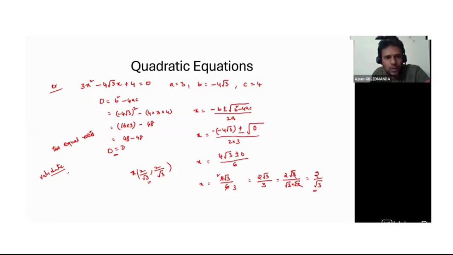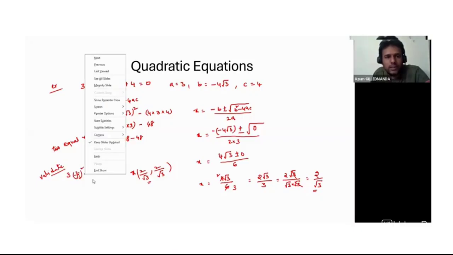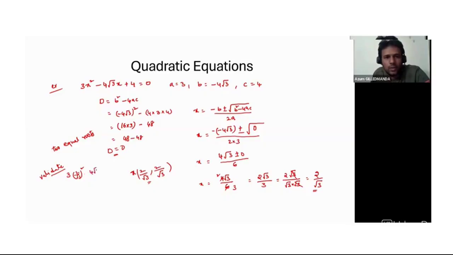Okay, so 3 into x square. X is 2 by root 3 whole square minus 4 root 3 into x. X is what? 2 by root 3 plus 4. This value I should get 0. Right? If I get this 0, then it means the answer is correct.